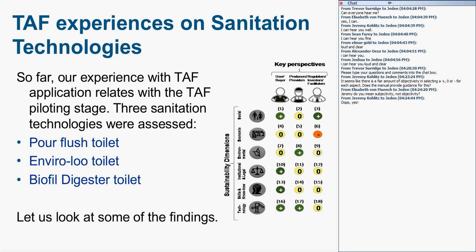Now, let me share with you some of the experiences that we had on the sanitation technologies that we looked at during the piloting stage. This included the pour flush toilet, Enviroloo toilet, and the biogas digester toilet. And the profile you see on the right-hand side is the results that we had with the biogas digester toilet. Now let's look at some of the findings that came up from assessing each of these technologies. Next slide.